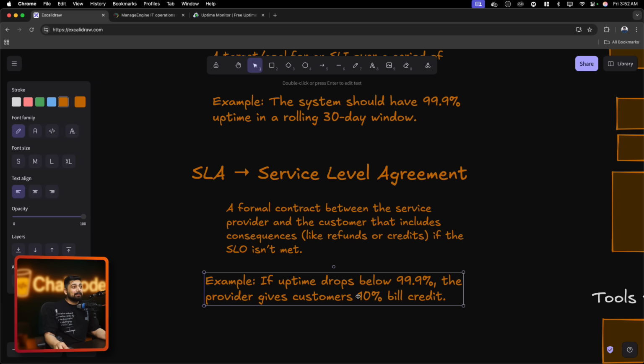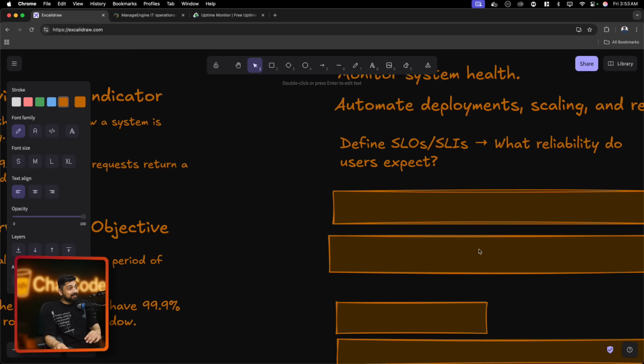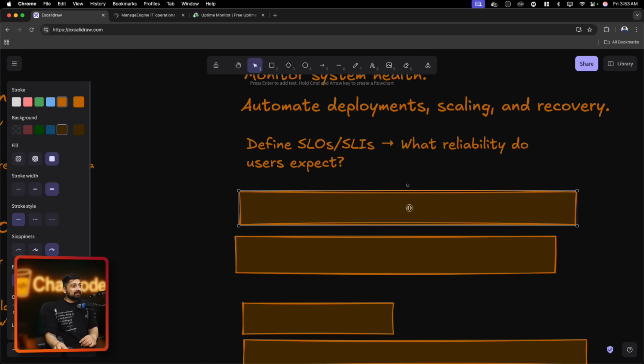For example, if the uptime drops below 99.9%, the provider gives the customer a 10% bill credit. Now imagine if the bill was worth 10 crores. Yes, you are the engineer who is directly responsible for these kinds of things. So this is a very challenging and very exciting role. So coming back to that, these are the things where we have these SLOs and such.